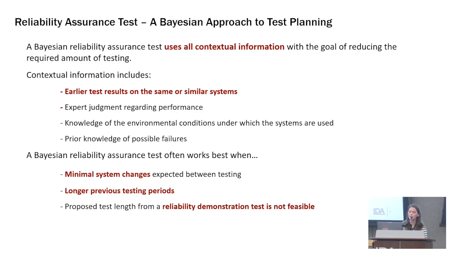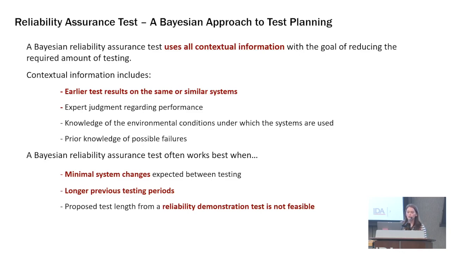And so this is why we suggest using something called a Bayesian reliability assurance test, which uses contextual information about the system with the goal of reducing the required amount of testing. Here, contextual information is going to include earlier test results on the same or similar systems. That's exactly what we're doing here when we incorporate DT data into our test planning process. It can also include expert judgment regarding performance, knowledge of the environmental conditions under which the system is used, and prior knowledge of possible failures.